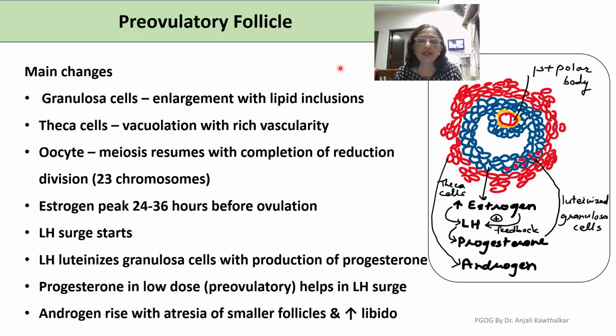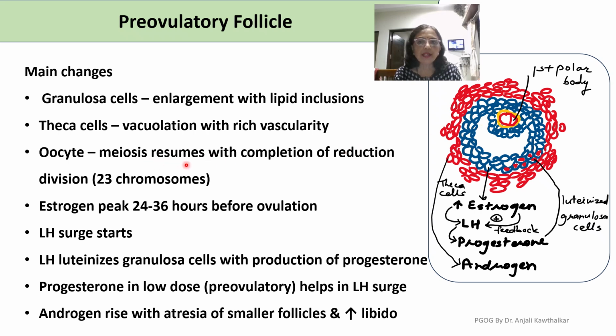Next is further development of this antral follicle, and the dominant follicle is now called the pre-ovulatory follicle. Main changes: the granulosa cells enlarge in size with lipid inclusions, which is called luteinized granulosa cells. In the theca cells, there is vacuolation with rich vascularity development, so that this pre-ovulatory follicle has comparatively greater blood vessels as compared to the antral follicle.